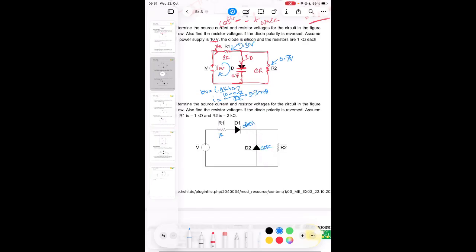D1 is on, D2 is off. So D1 is on. We just take a look and we can see almost directly that the cathode is connected to the negative terminal, the anode is connected to the positive terminal, so it should be on. And D2 is exactly the other way around. We can see that the negative terminal is connected to the cathode, so it should be reverse biased. So we can make an assumption: D1 is on and D2 is off.